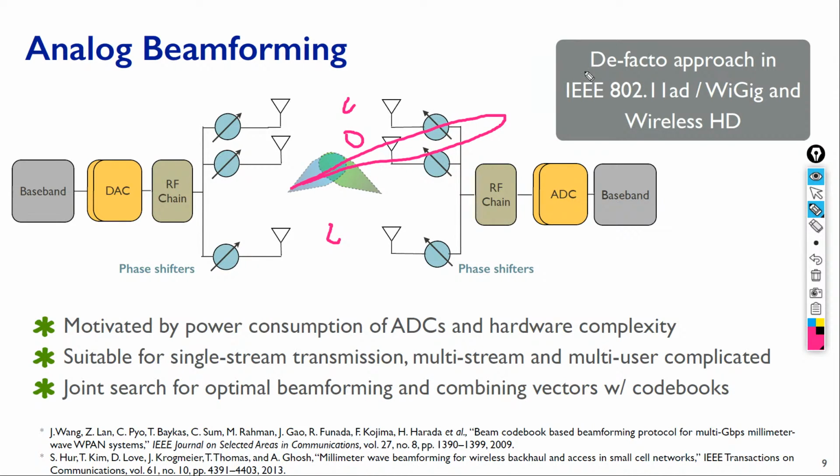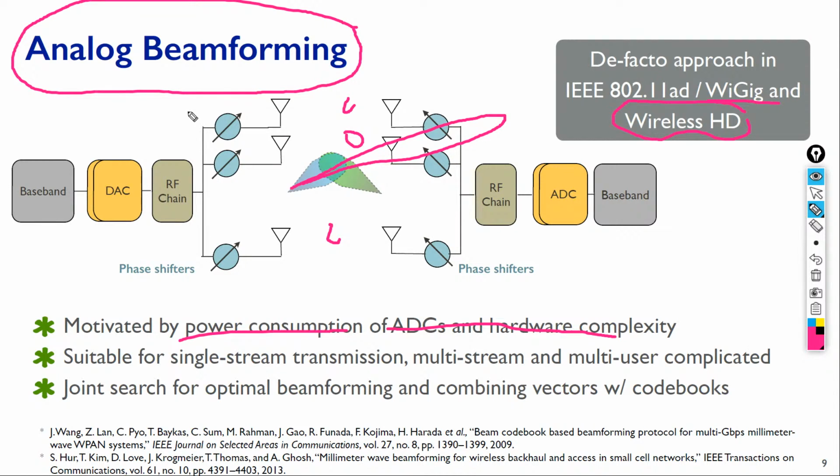So analog beamforming is the easiest beamforming MIMO technology, and it's being proposed to be used with IEEE 802.11ad, which is WiGig, the Wi-Fi access point, and it's being implemented in wireless high definition, wireless HD. And why did we choose this? Driven by power consumption and hardware complexity. We cannot perform the beamforming in the baseband here.